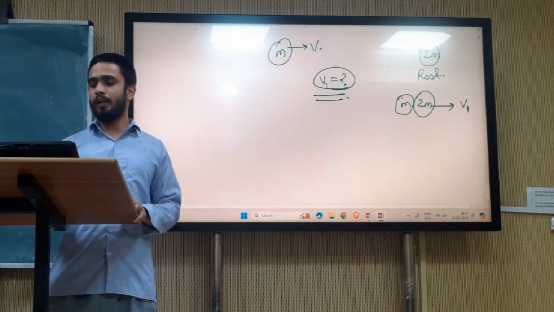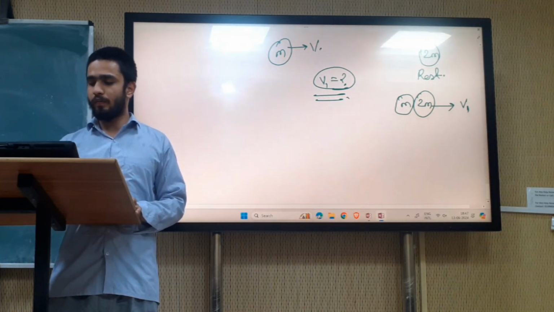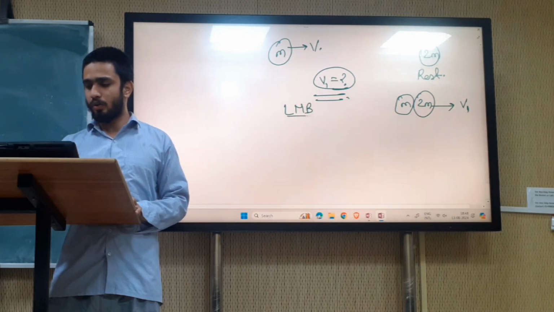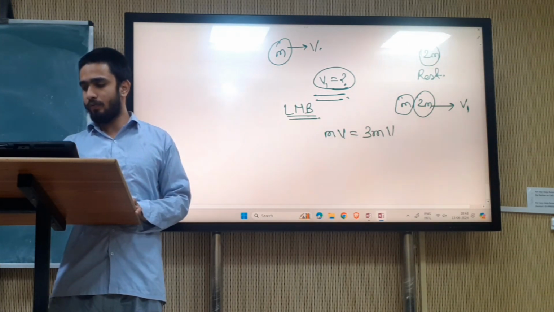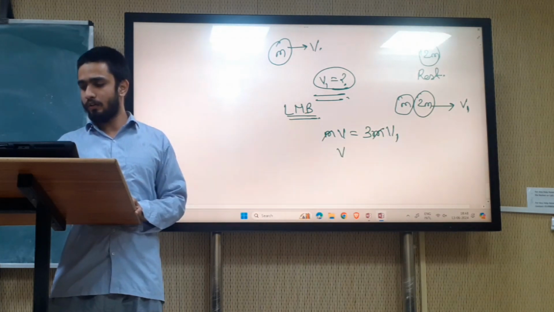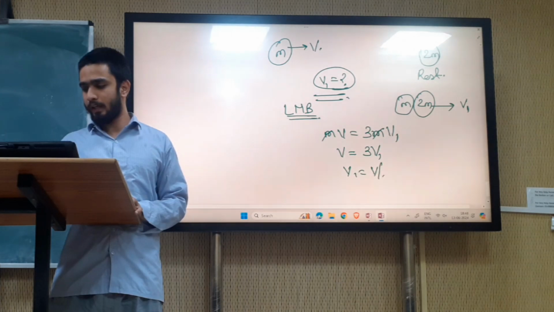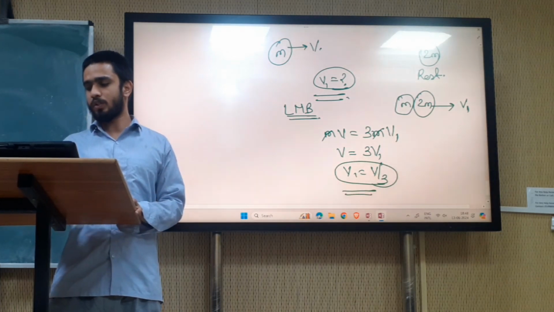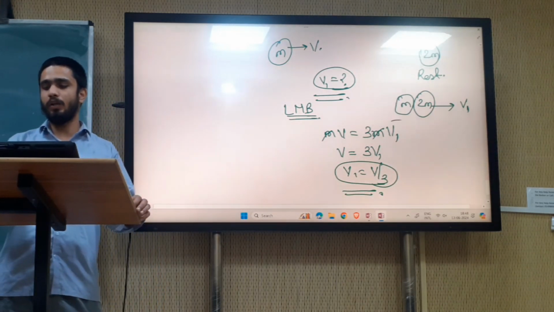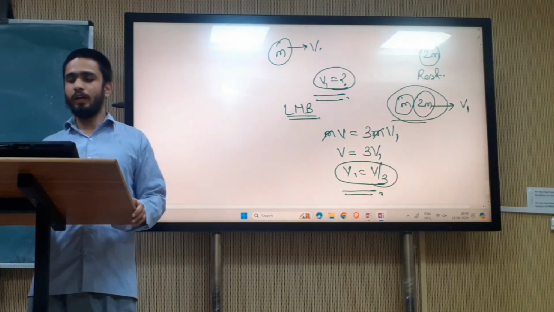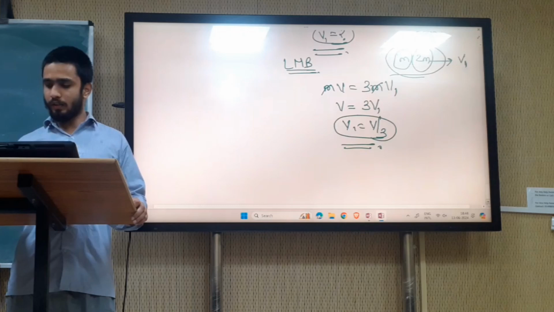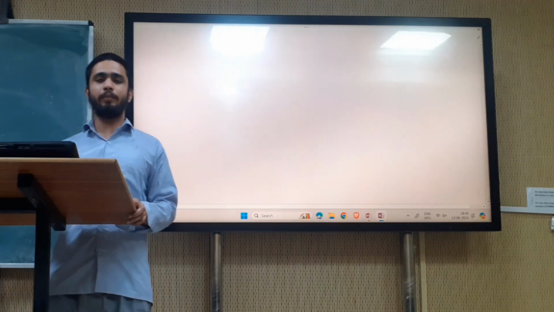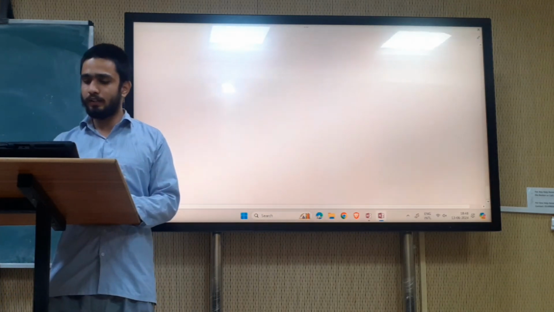So how will we find the velocity v1 in this case? We will do the linear momentum balance. mv is equal to 3m v1, the m's cancel, v is equal to 3v1, so v1 is equal to v by 3. So with the velocity of v by 3, this combined assembly of mass 3m will move. This is how we will solve the question when the linear momentum balance is asked. Let's see one more question.